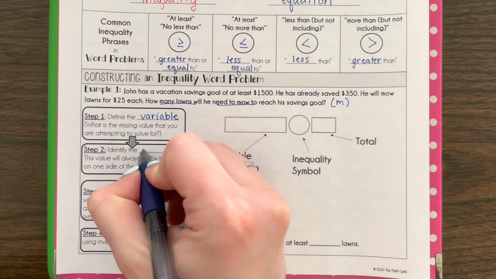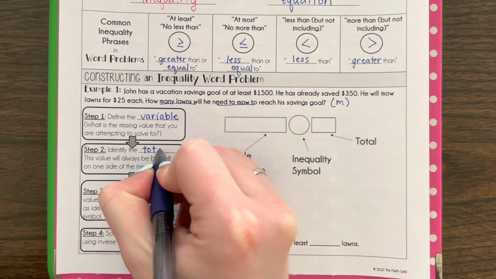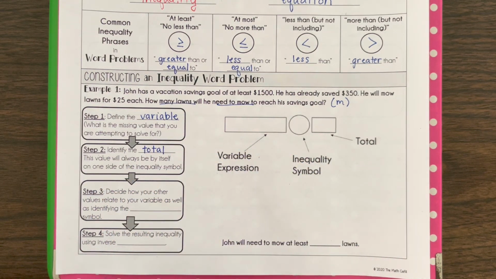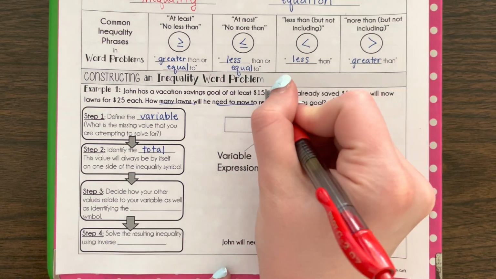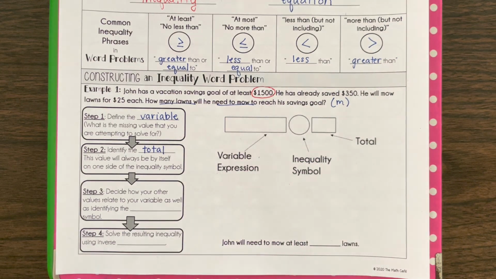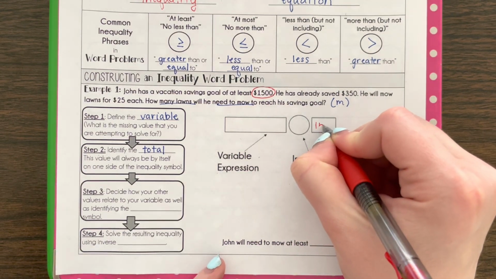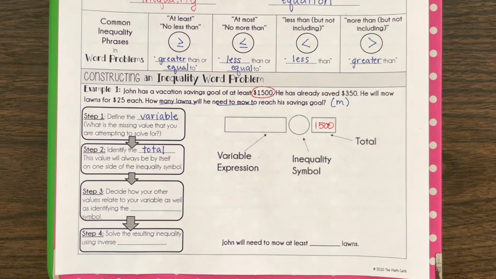Step number two, we identify the total. So if we look in our word problem, it says he has a savings goal of at least $1,500. That's our total. So we are going to put this on one side of our inequality, in the total box.